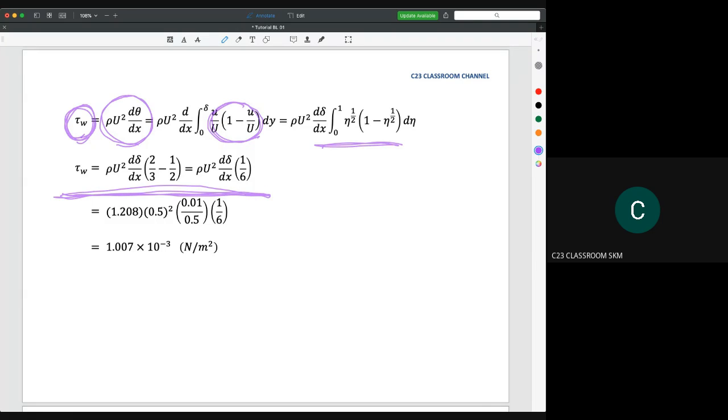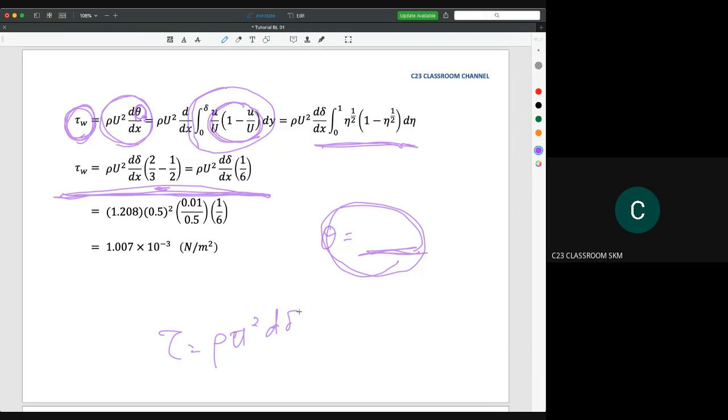If you don't want to do an integral here, you could find the value of theta first. Then you substitute into these terms. This is the value. You integrate from 0 to delta. You will get this one, and then you will get tau is equal to rho U squared d delta over dx times 1 over 6.